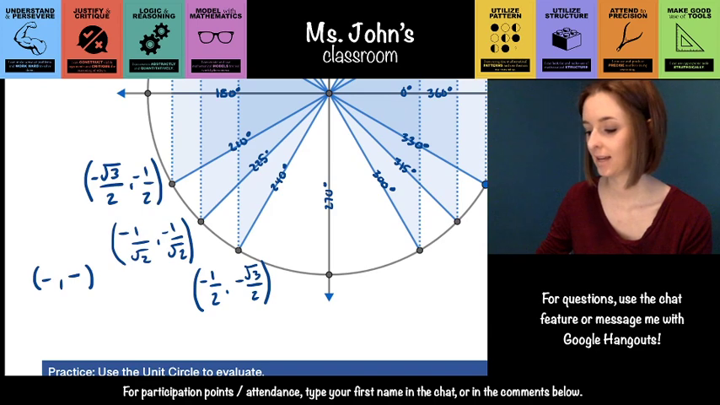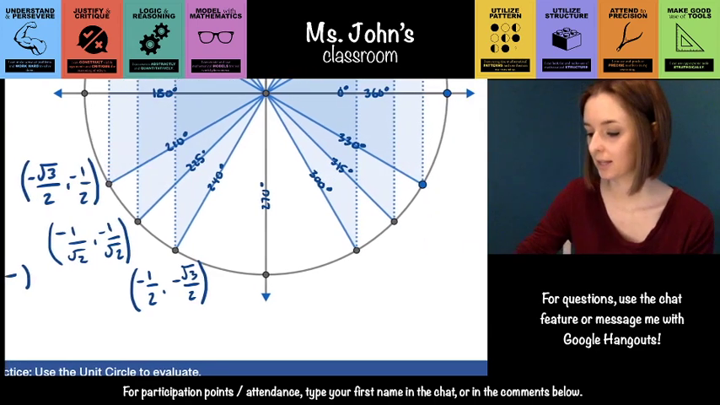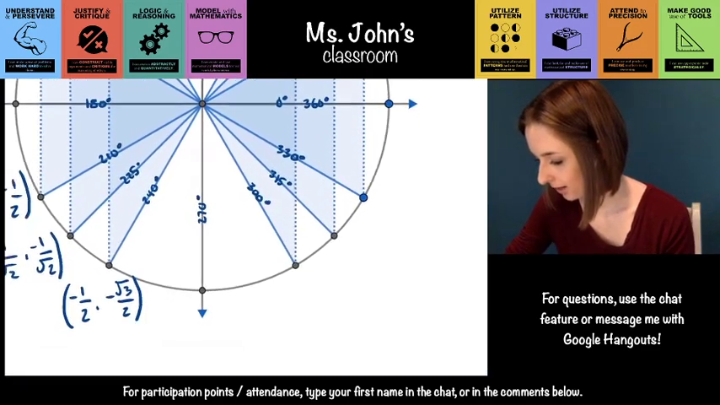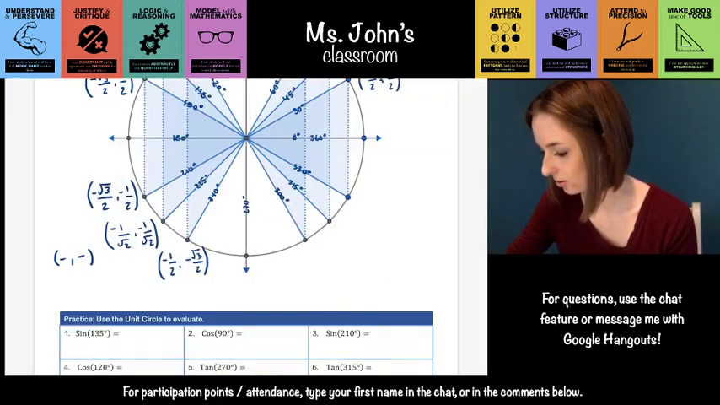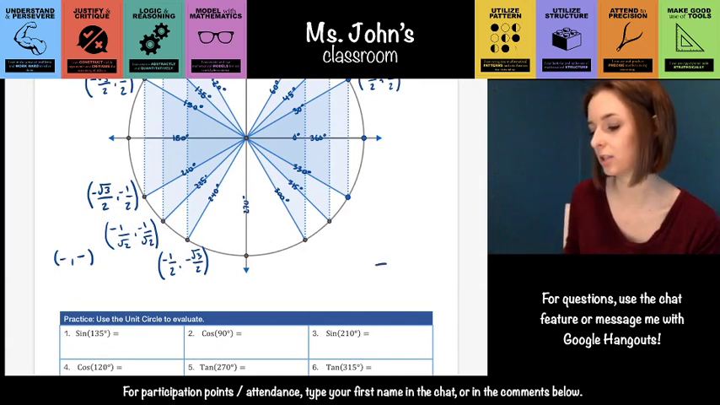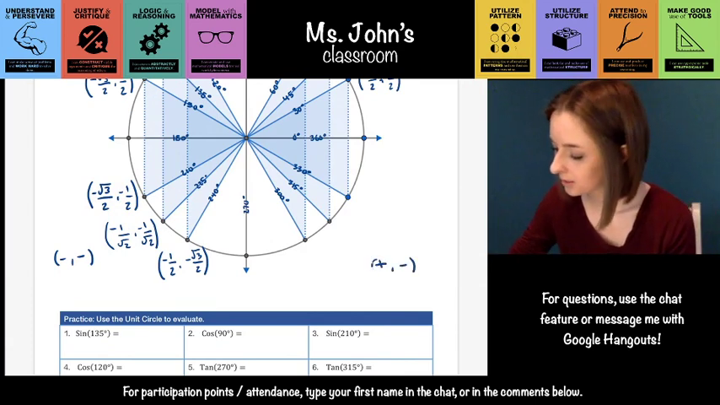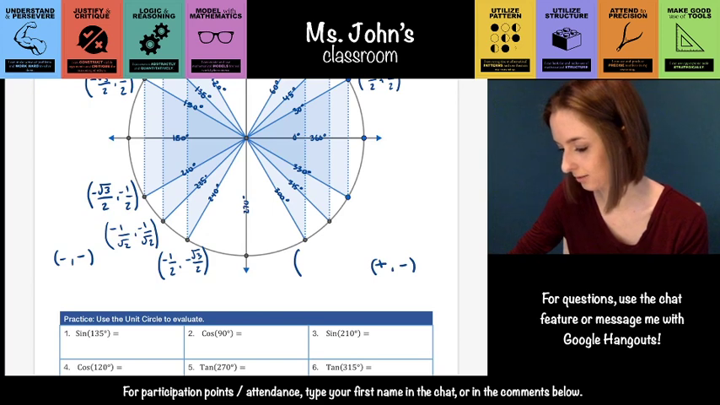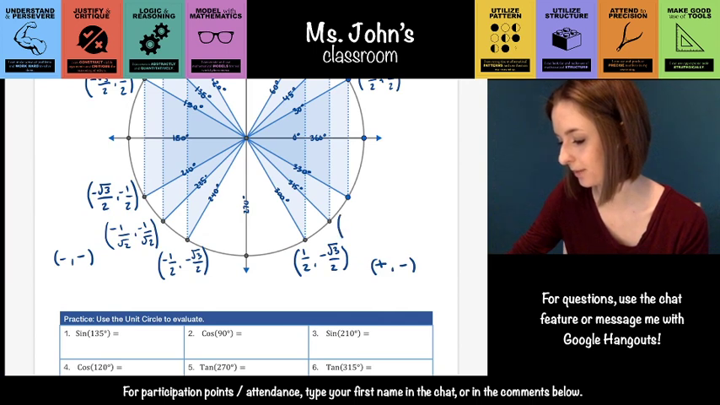Okay, last quadrant is negative on the y values and positive on the x values. So sort of the opposite of quadrant 2 is quadrant 4. And so again, we're mirroring. We have positive 1/2 and negative √3/2, and positive 1/√2 and negative 1/√2.